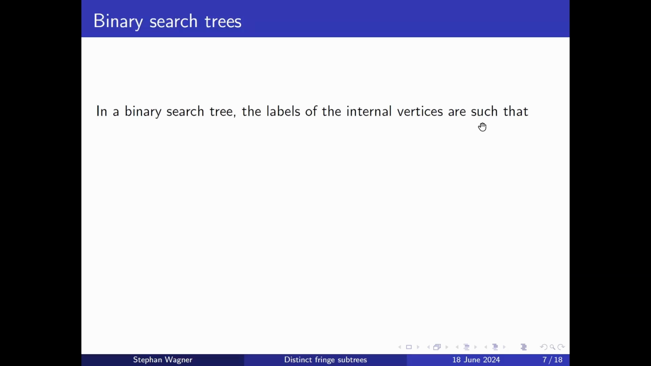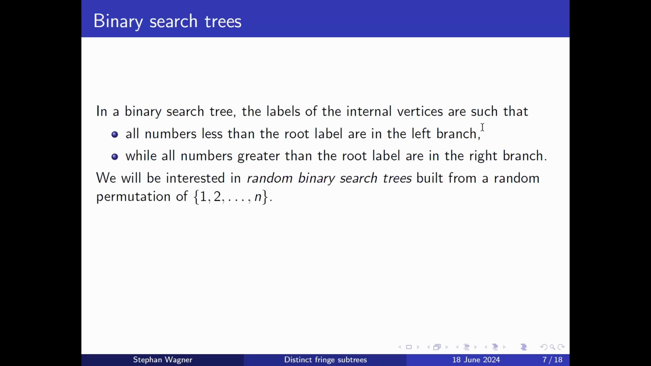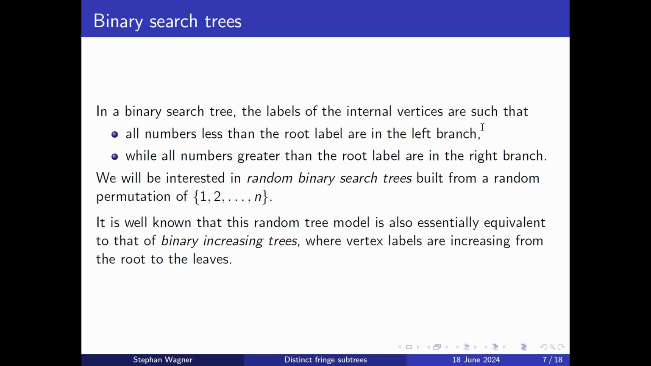So in a binary search tree, the labels of the internal vertices follow a scheme where all the numbers to the left are less than the root label, all the numbers to the right are greater than the root label, and that is helpful in searching. So left and right are separated. And we will be interested in what happens if you construct trees from random permutations in that way.